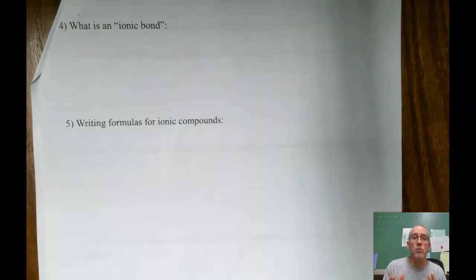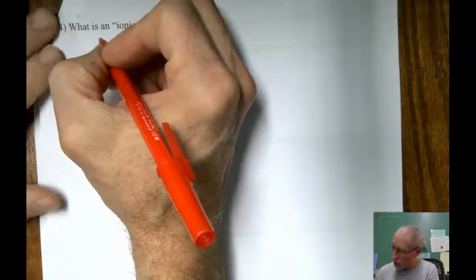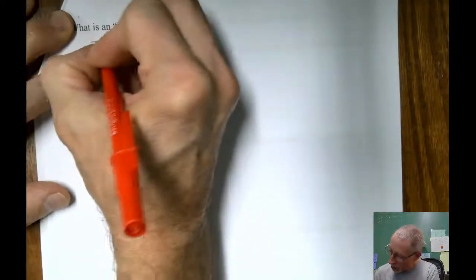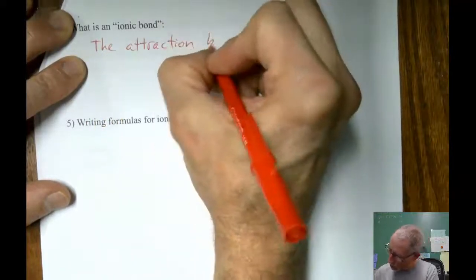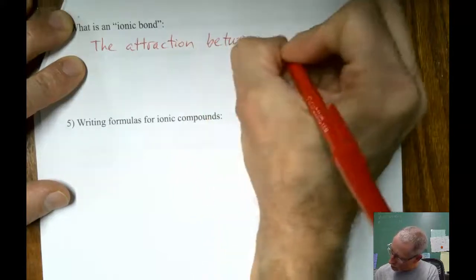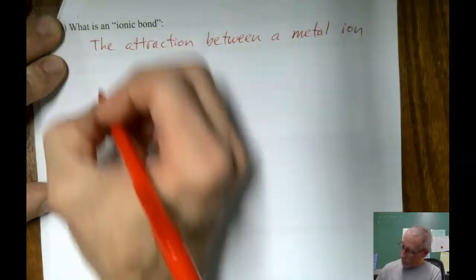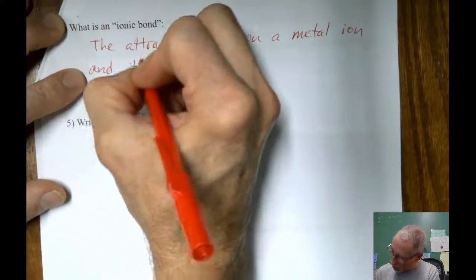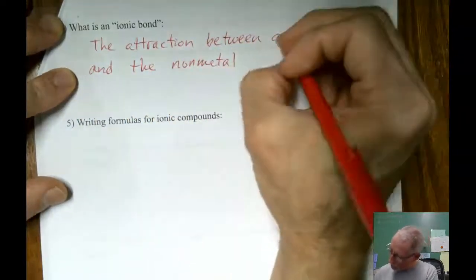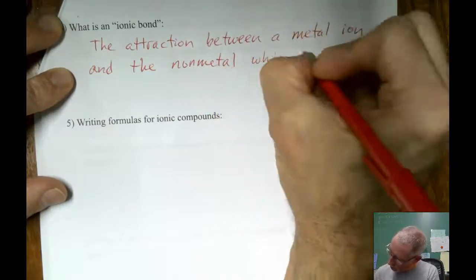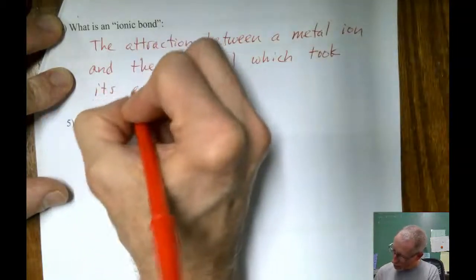So now on the next page, let's describe more specifically what we mean by an ionic bond. I talked about chemical bonds in general. Now the ionic bond is the attraction between a metal ion and the nonmetal ion which took its electrons.